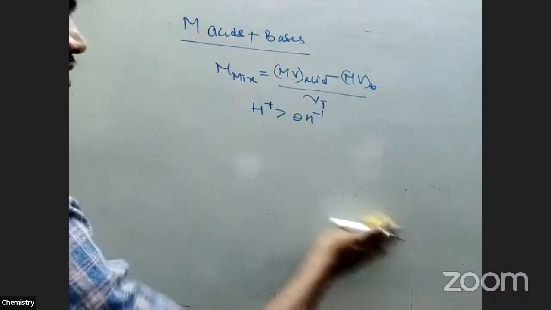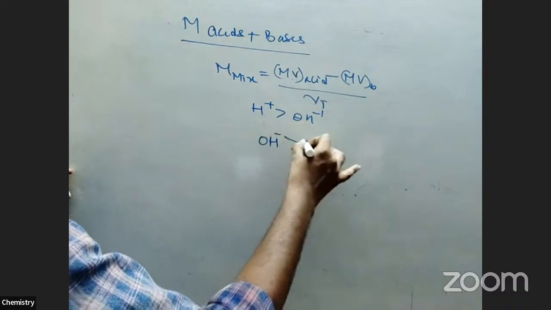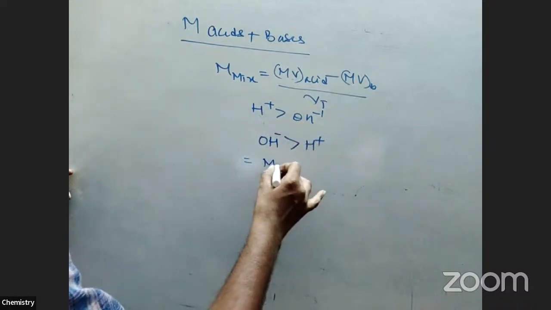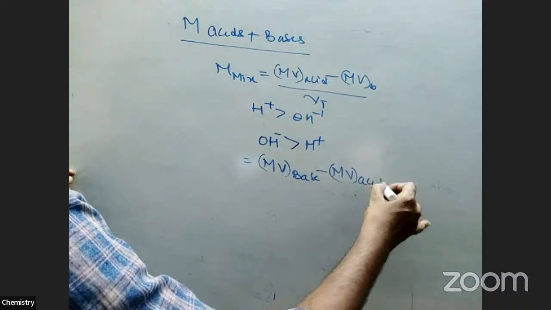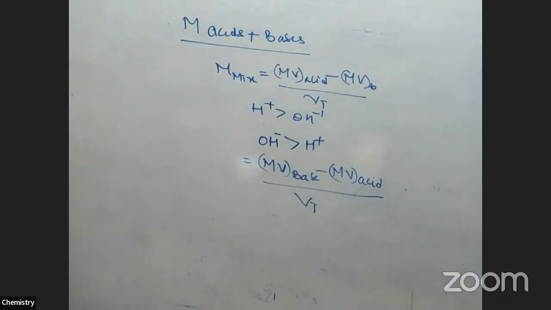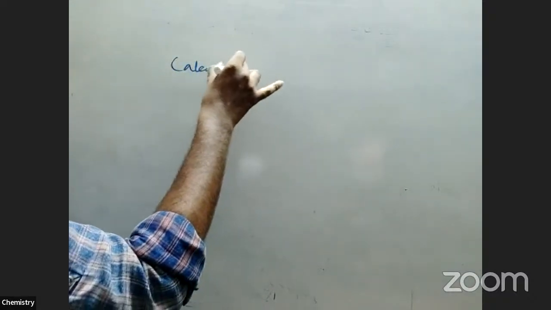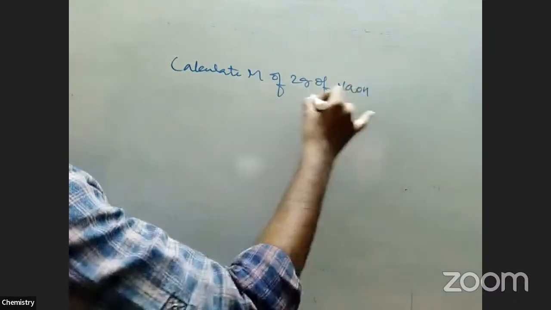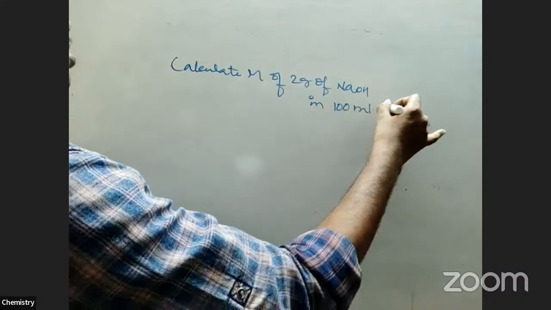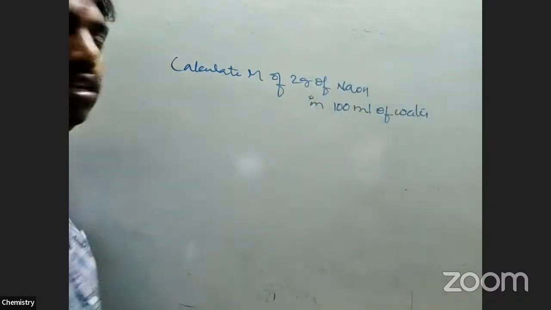And one more case. If OH minus ions are greater than H plus ions, what is the formula used? Molarity and volume of base minus molarity and volume of acid by total volume. We use this formula for molarity of acids and bases. So these are the different formulas used in the molarity concept. We discuss a few problems on this molarity. Calculate the molarity of 2 grams of NaOH in 100 ml of water.